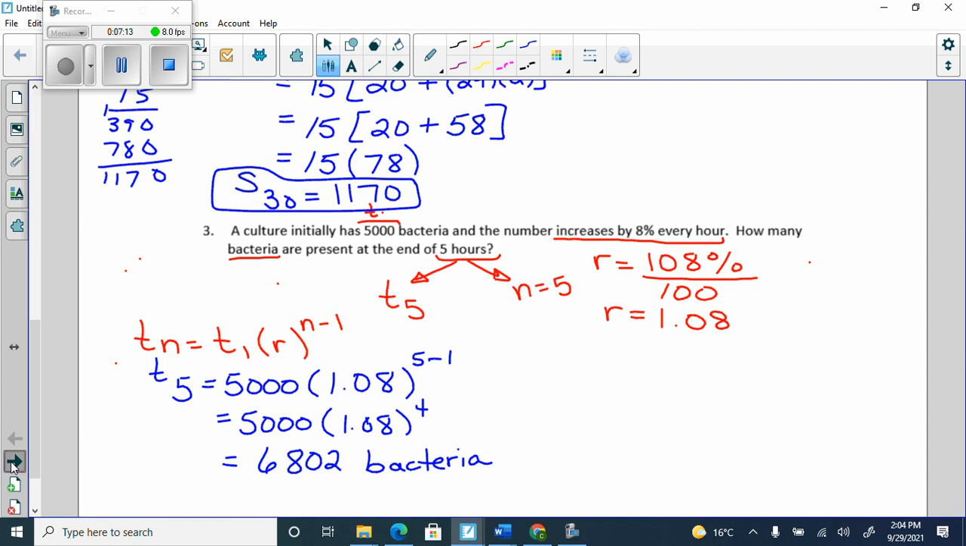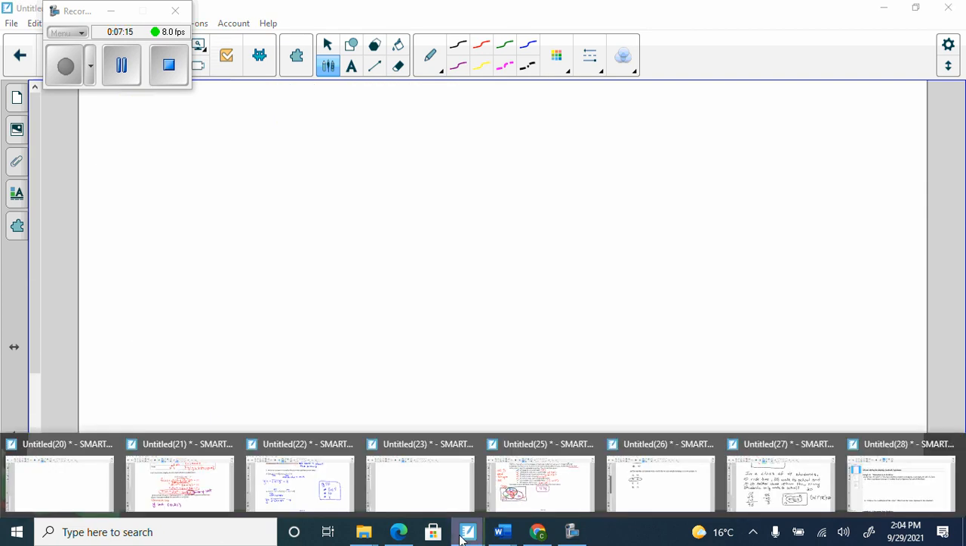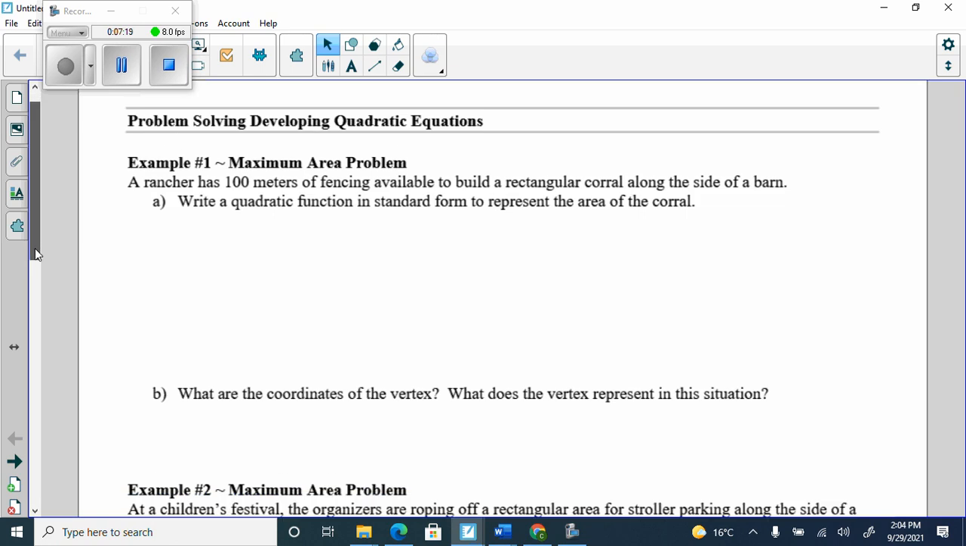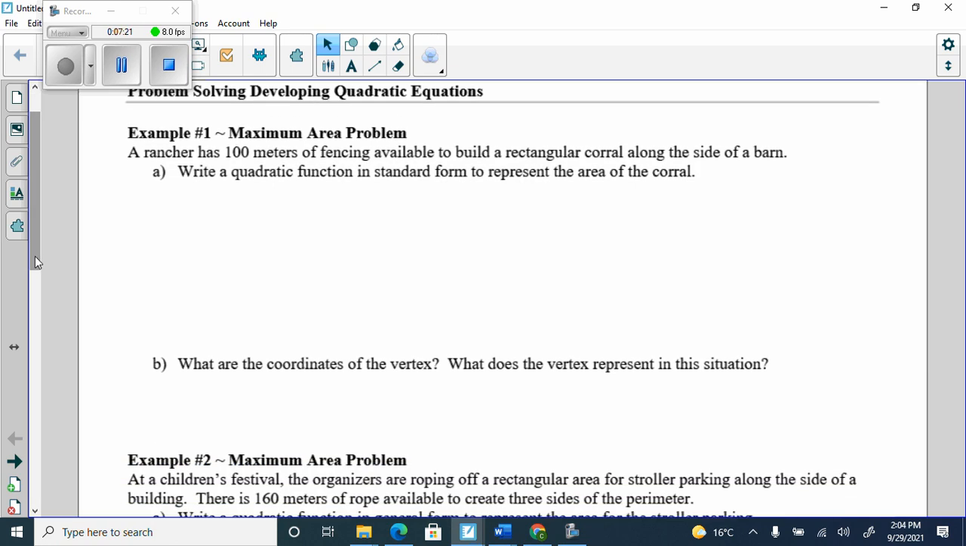So a lot of our word problems are going to talk about maximums and minimums. Oh, look, maximum area word problem. Shocking. Okay, so here we have a rancher. Why wouldn't we talk about ranchers? Real life. A rancher has 100 meters of fencing. Now let's think about this. I'm a rancher. I'm going to fence. Do I fence around the field or do I fence the entire field?